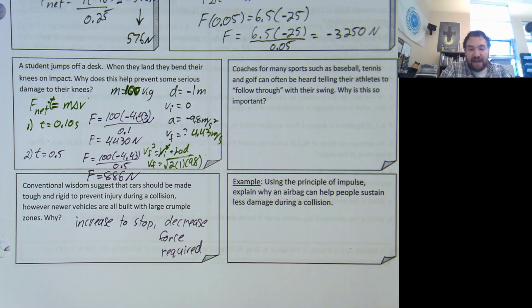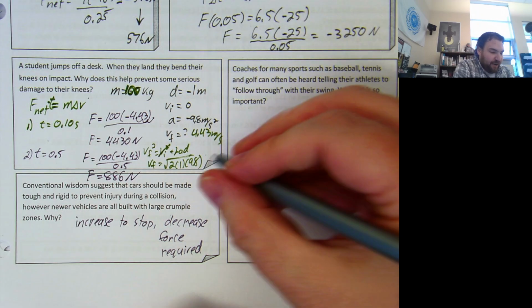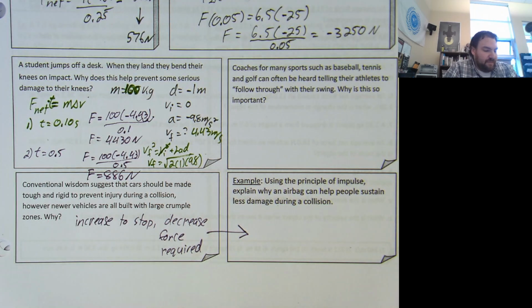And the application of that is all over the place. It's the same thing with the airbag. The principle of impulse: explain why an airbag can help people sustain less damage during a collision. It's the same thing. You're increasing the amount of time it takes your face to come to a stop, which reduces the force on your face.